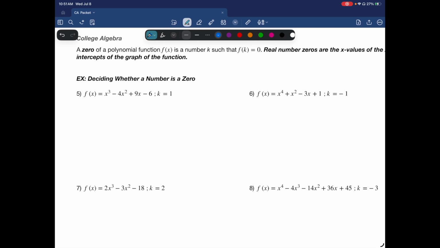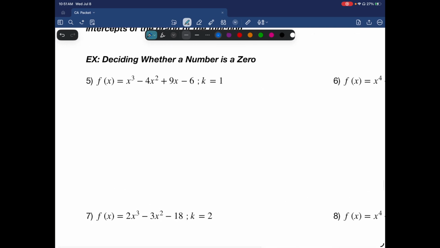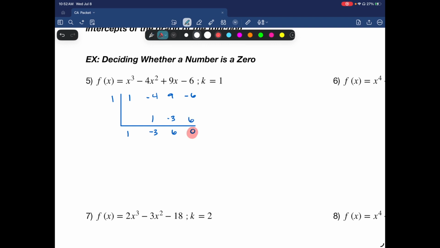Okay, so on number 5, I'm dividing by 1. All right, so I have x cubed, x squared, x, and a constant, so everything's there. I got 1, negative 4, 9, and negative 6. 1 comes down, and I start the process. 1 times 1 is 1. That's going to be negative 3, 6, 6, and 0. All right, since my remainder is 0, yes, this is a 0 of that function.